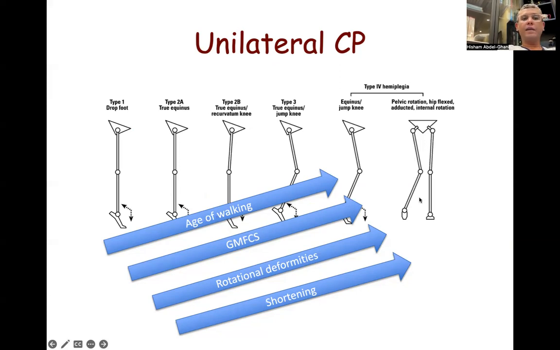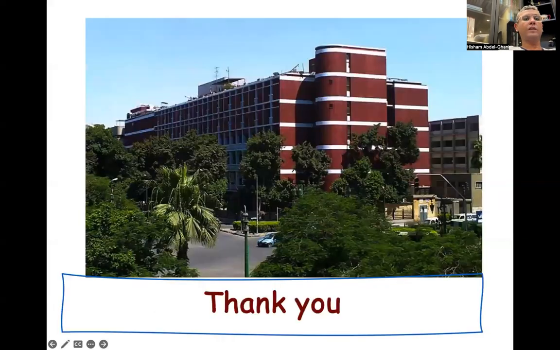The higher the gait pattern number, the higher the gross motor function classification system level. So level 3, and it is very rare to find level 4 in type 4 hemiplegia. The higher the grade, the higher the rotational deformities, and the higher the degree of shortening. Thank you.